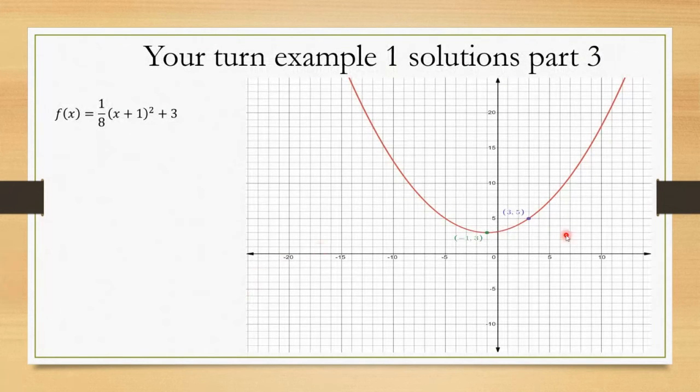I even sketched a graph just to illustrate that. I could sketch it in Desmos, but I think seeing it here is good. So you can see it passes through the point (3, 5), and the vertex is (-1, 3). That's again where the graph changes direction. Hope that's okay. Any questions on this one?